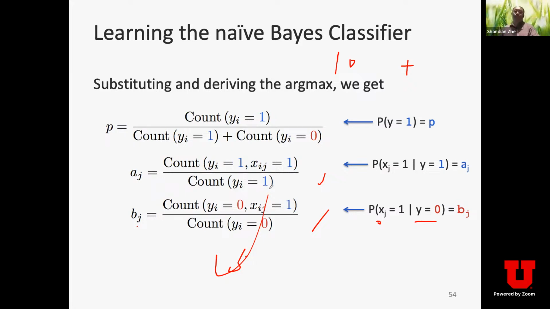In that problem, we need to consider the prior of those parameters. Remember here we assume H is uniform, which means P of H is constant, right? H represents the collection of P and the aj's, bj's. But we can set some prior over those P values and aj's and bj's.